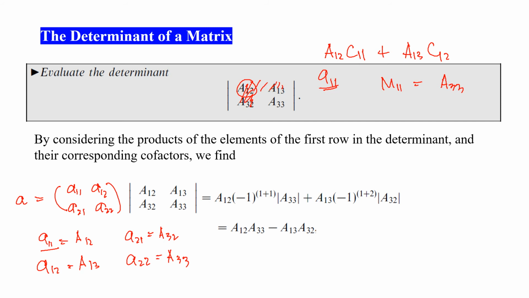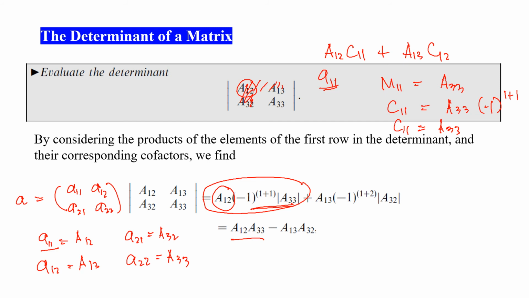And the cofactor, therefore, is a33 times negative 1 raised to 1 plus 1. So this is 1 plus 1, that's positive. So you have your C11 is equal to a33. So that is this one here. So you have your A11 times the cofactor. Okay, so that is a12 times a33. Again, that is a12 times a33.